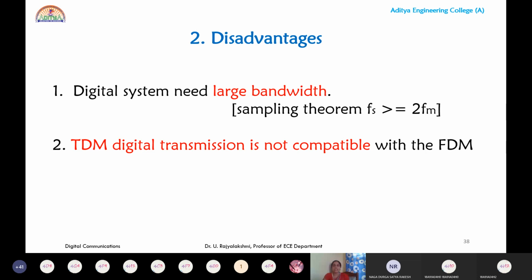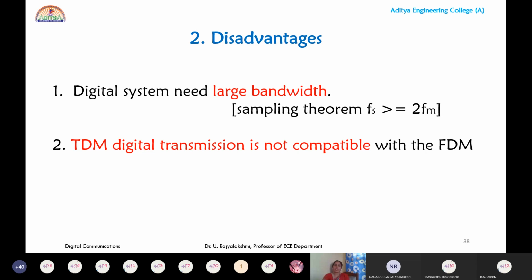And the second one is that TDM, time division digital transmission, is not compatible with FDM. You cannot mingle TDM digital transmission with FDM, because FDM uses the analog component. If you want to use the analog component, you need to convert it into digital first, then only can you utilize TDM. You cannot directly use the analog component. You need to convert it into an encoded sequence, then only can you attain the TDM multiplexing technique.